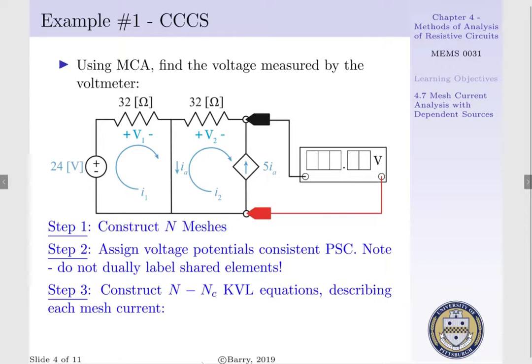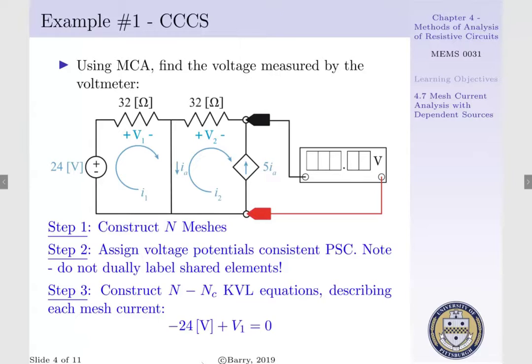Step 3 is to construct n minus n sub c KVL equations describing each mesh current. We will apply our KVL equation to mesh 1, for mesh 2 is known by inspection. That is, 5IA is equal to minus I2. In doing such, applying our KVL equation to mesh 1, we have minus 24 volts plus V1 is equal to 0.